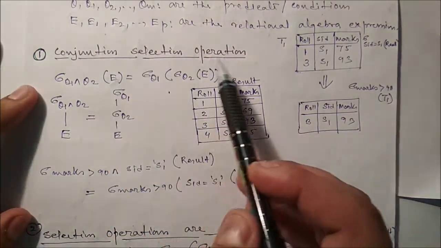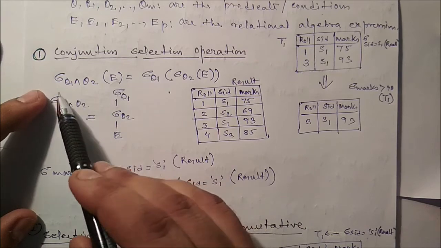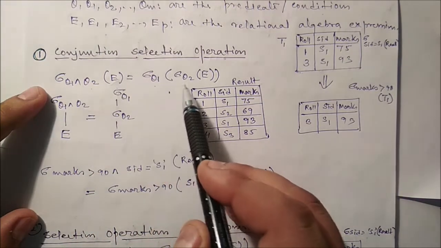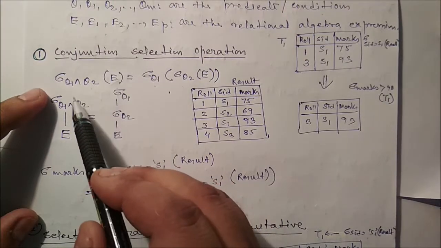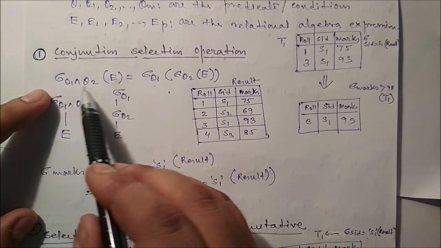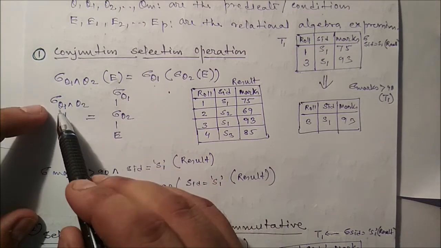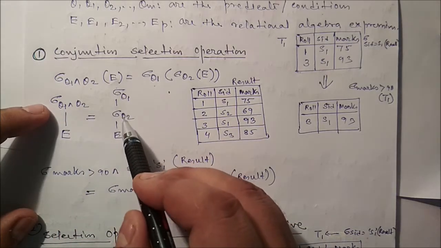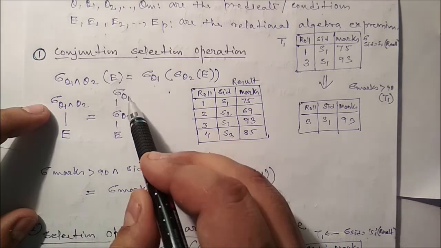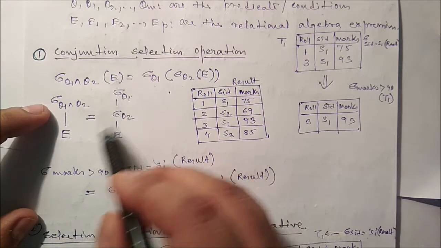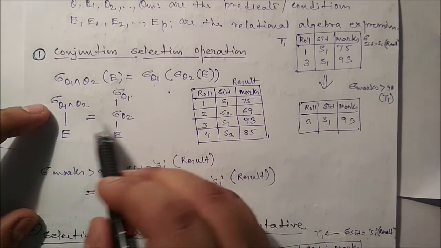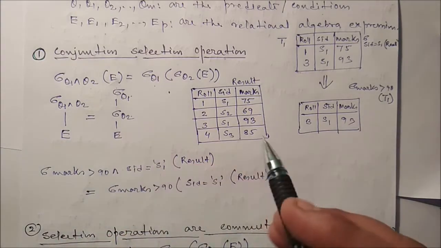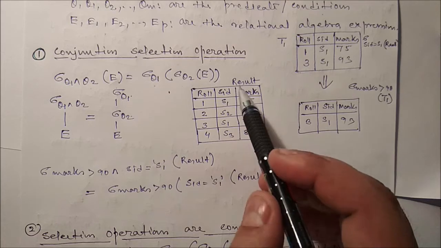The conjunctive selection operation. Sigma theta 1 and theta 2 of E is equal to sigma theta 1 of sigma theta 2 of E. That means the conditions are applied together. Here first the selection condition theta 2 is applied, after that the selection condition theta 1 is applied, and we can say both the expressions are equivalent.